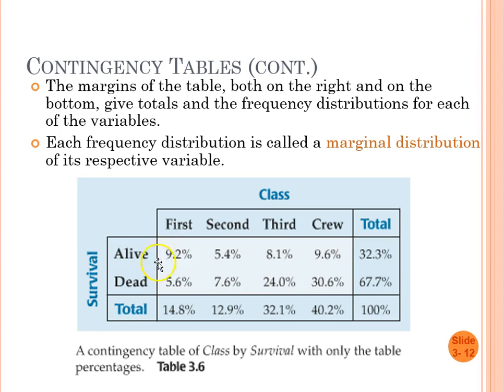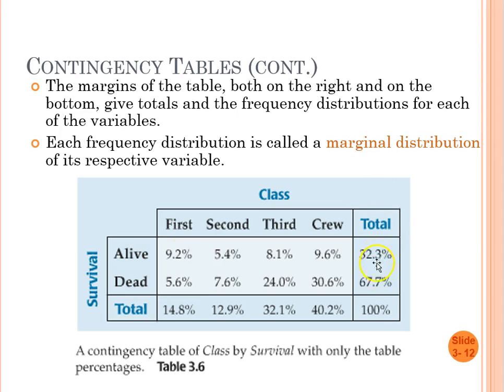Again, this is in terms of percentages because we're looking at the relative frequency in relationship to the total number of passengers. The way that we can calculate this is taking each cell and dividing by the total number of passengers that shows up down here in the bottom. We can do that for each cell, and that gives us the cell distribution. So the number of first class passengers that survived the sinking was 9.2% of the total number of passengers.